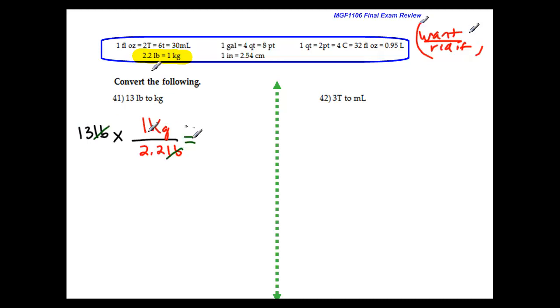So now 13 times 1 is 13. We have 13 divided by 2.2. My units that are staying are kilograms. We're going to take 13 divided by 2.2 in our calculator, and remember we're rounding to the nearest tenths place, which is 1 decimal place. So our answer here should be 5.9 kilograms.